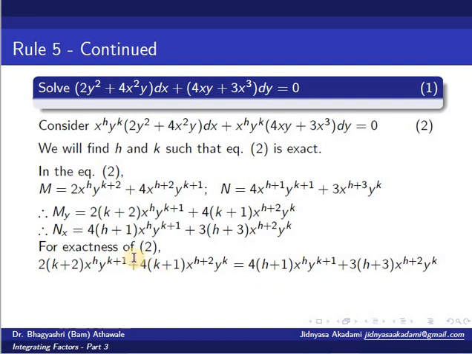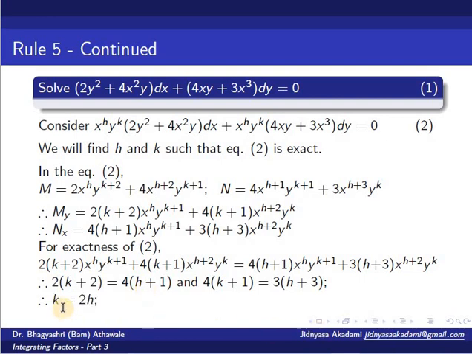Now we can see that the term x raised to h y raised to k plus 1 is also present here, and they are equal, meaning their coefficients must be equal, and the same is true for the next two terms also. So we are getting two equations in h and k. The first is 2 into k plus 2 is equal to 4 into h plus 1. Coefficients of these two terms must be equal. That means 2k plus 4 is equal to 4h plus 4, and therefore 2k is equal to 4h. So k is equal to 2h.